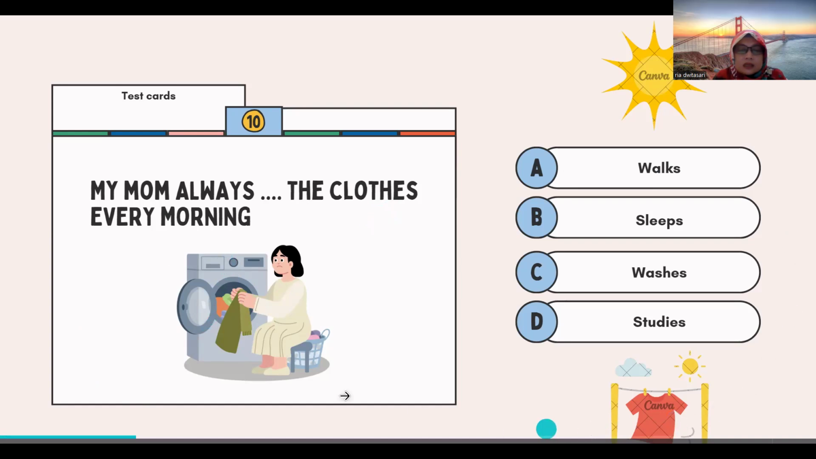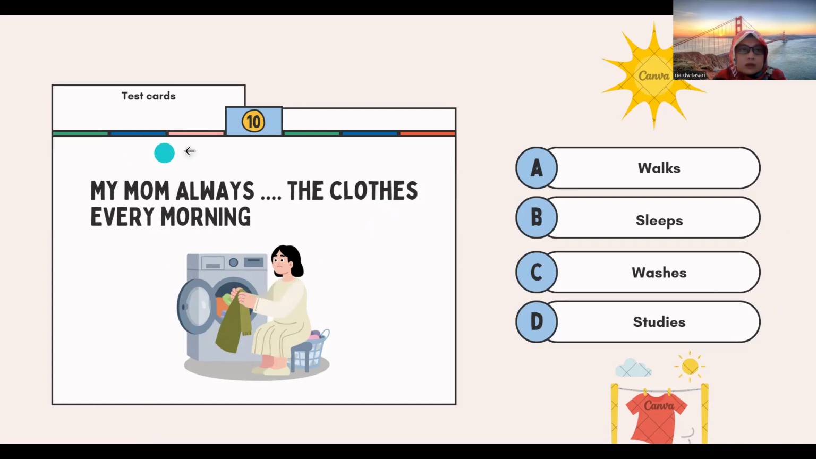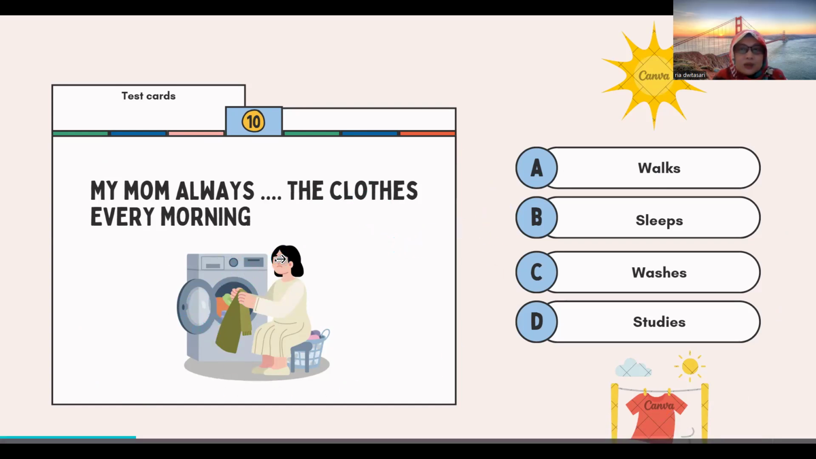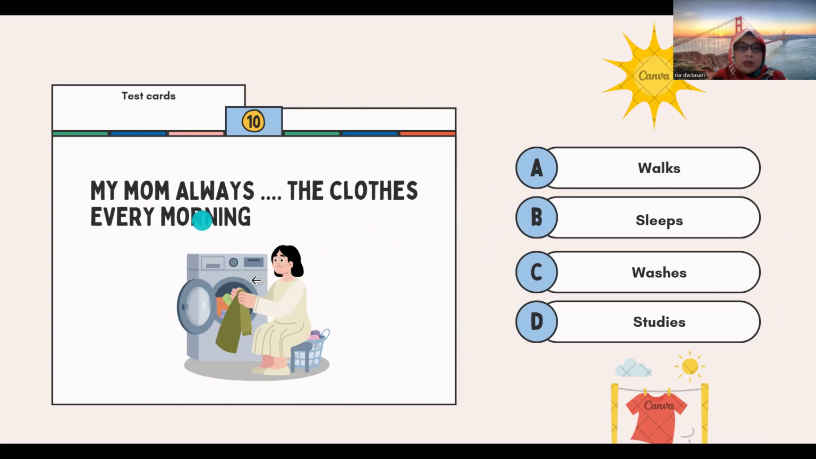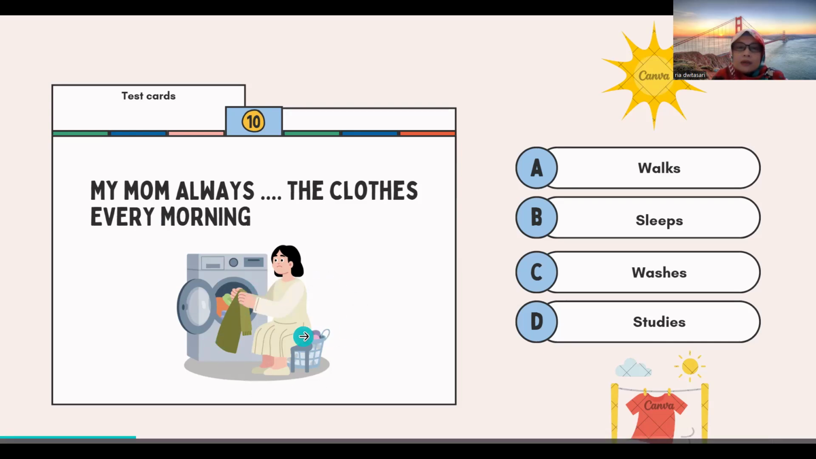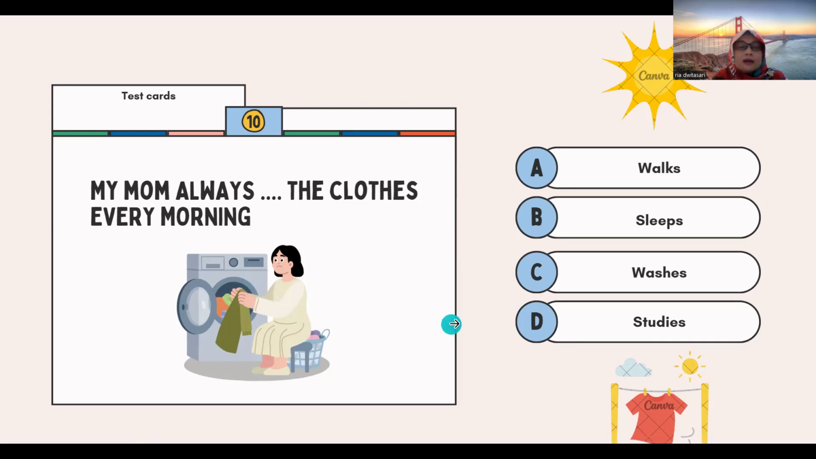So in this slide, in this game, it is still connected with my topic. So what is the answer? My mom always, okay. We can mix with Indonesian, like: ini lagi apa ya? Tahu nggak ini? Ini mama, my mom. Oke, ibuku. Sedang apa ini? Mencuci. Oke, mencuci dalam bahasa Inggrisnya apa ya? Oke, wash, tapi nggak ada nih jawaban wash. So, bagaimana ini? Adanya washes.